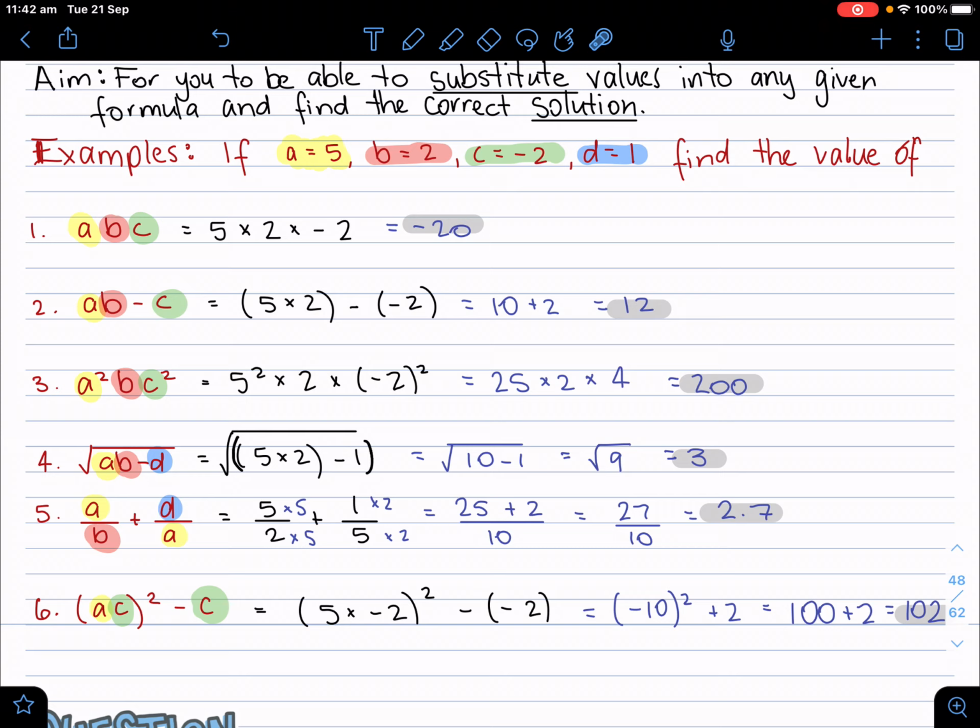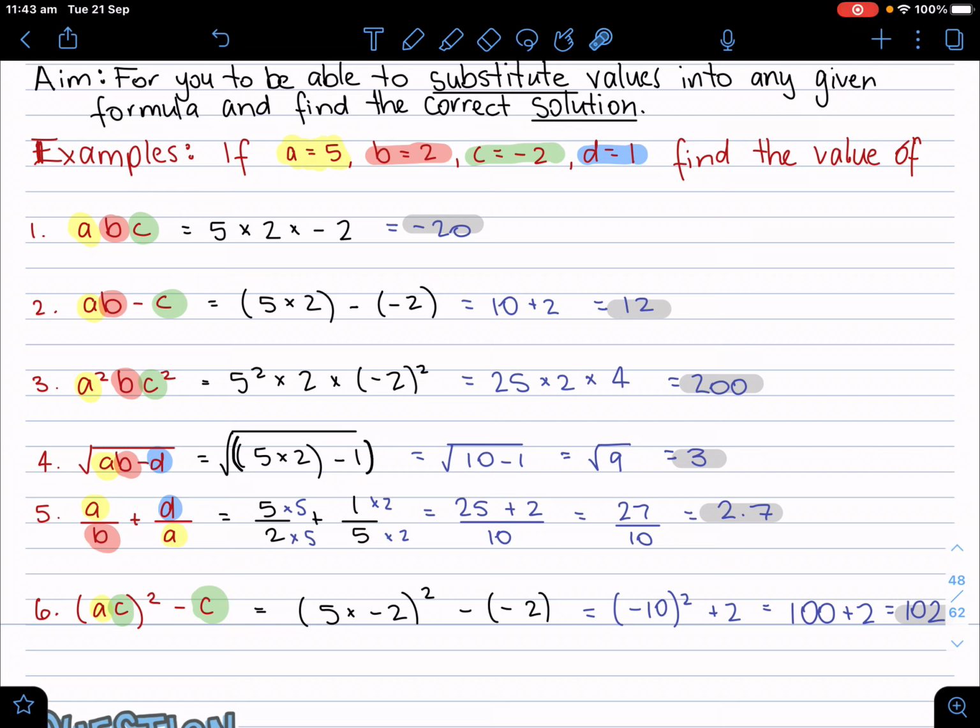Example 5 says A over B plus D over A. So let's substitute all of our values in. 5 over 2 plus 1 over 5. As we know, whenever we're adding or subtracting fractions, the denominator has to be the same. If the denominator is not the same, we use the butterfly method. The butterfly method here is we get this denominator and multiply top and bottom of this, and then we get the second denominator and multiply top and bottom of the first fraction, as you can see there.